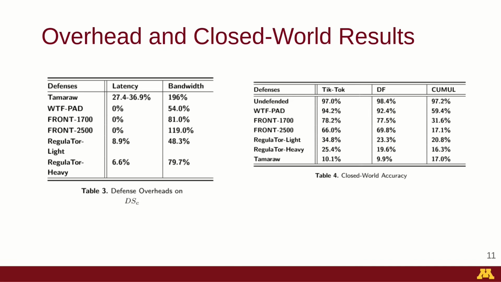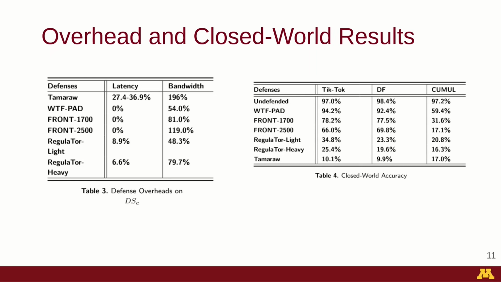WTF-PAD has a moderate bandwidth, but it's only really effective against k-FP. It's not effective against the deep learning attacks. FRONT has moderate bandwidth, though it's somewhat higher than WTF-PAD. It has some effectiveness against Tik-Tok and Deep Fingerprinting, the two deep learning attacks.